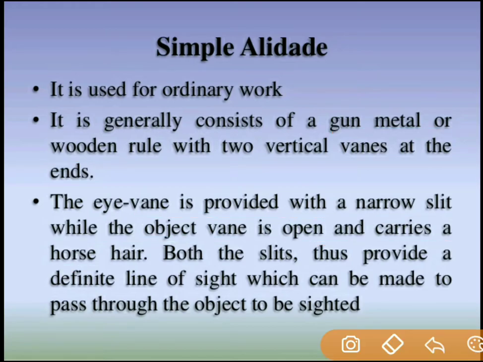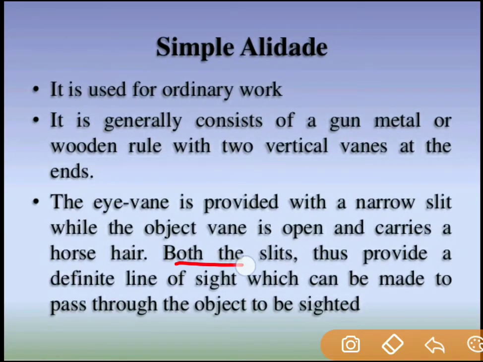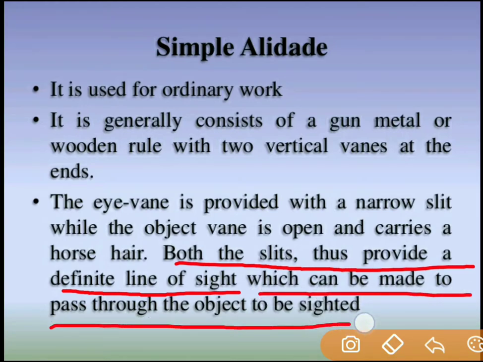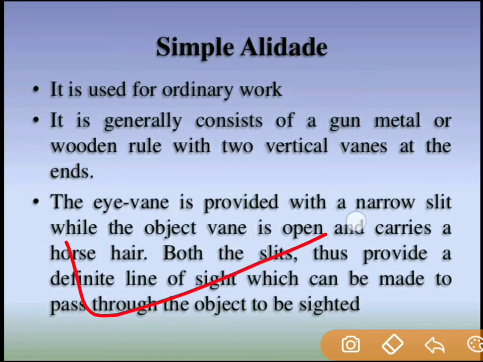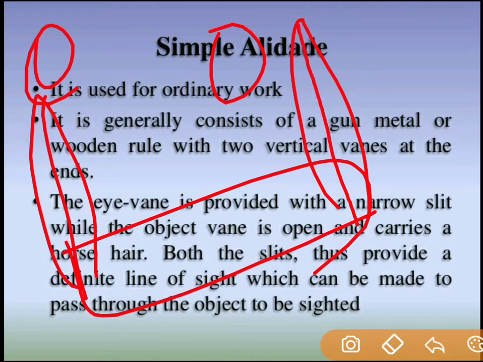Here, this is the eye vane with a narrow slit, and this is the object vane with a crosshair. Both the slits provide a definite line of sight which can be made to pass through the object to be sighted. With the help of these two vanes, we can sight the object.